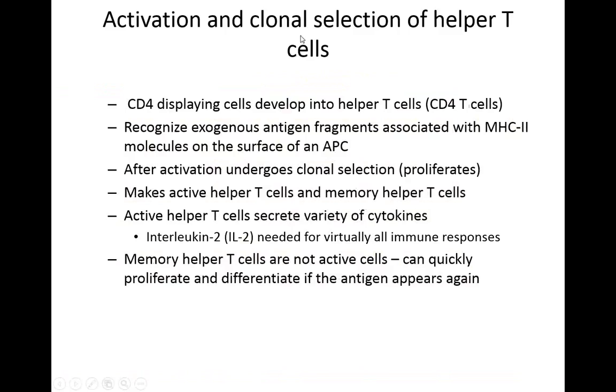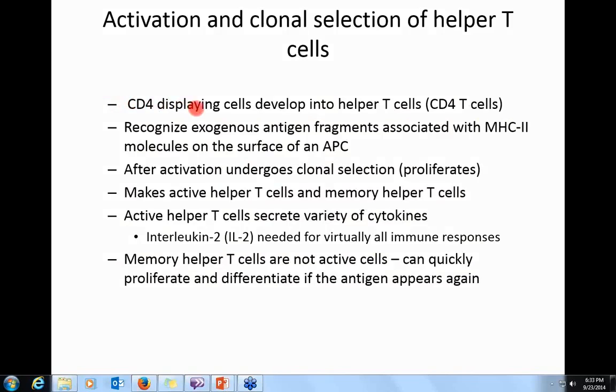So here we're going to talk about the CD4 cells. The CD4 cells become T helper cells. So let me highlight that. T helper cells are also referred to as CD4. They have to recognize an antigen fragment. After they recognize, so in other words, the receptors on the T helper cells have to bind to the antigen fragment with the MHC2 complex. Once that is bound, then they undergo clonal selection.